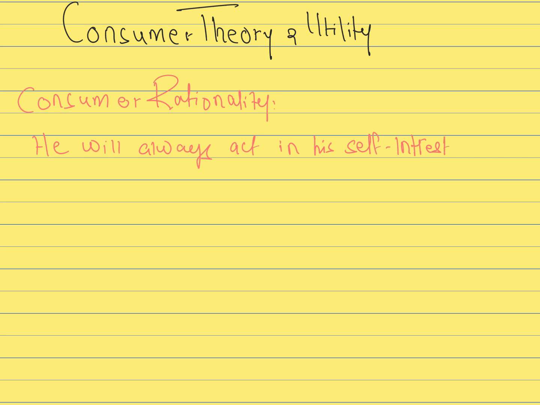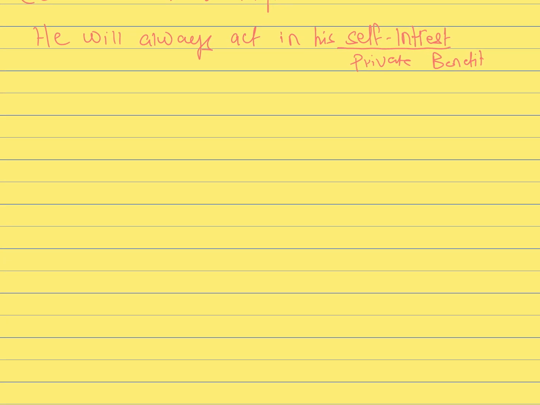By self-interest, we mean he will always be looking for ways to maximize his own benefit. His primary goal will always be the maximization of his own benefit, of his private benefit. Okay. Now let's just keep this concept in mind so that when we move ahead, things will make more sense to us and so that we can understand better how the consumer thinks and what consumer theory exactly is. Okay, so now let's start with utility.